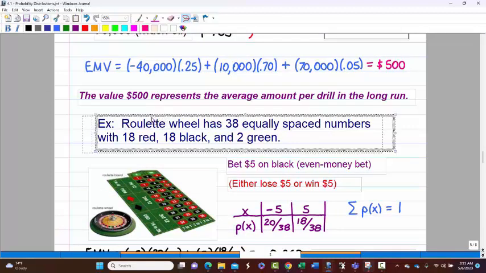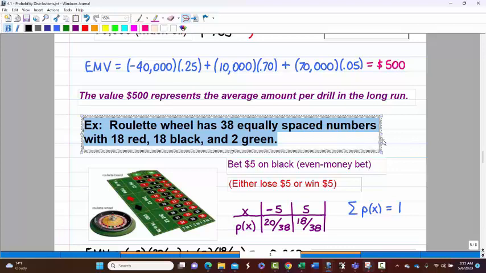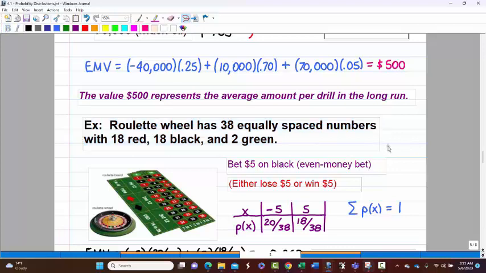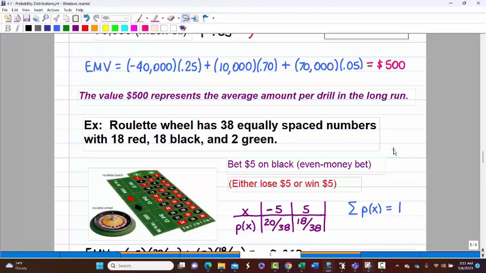Okay, roulette wheel. A roulette wheel has 38 equally spaced numbers. Well, there are some wheels with 39 numbers, but we're not getting into that in our class. 38 numbers: 18 red, 18 black, and 2 green. And this breakdown right here is sufficient for you to figure out these probabilities.